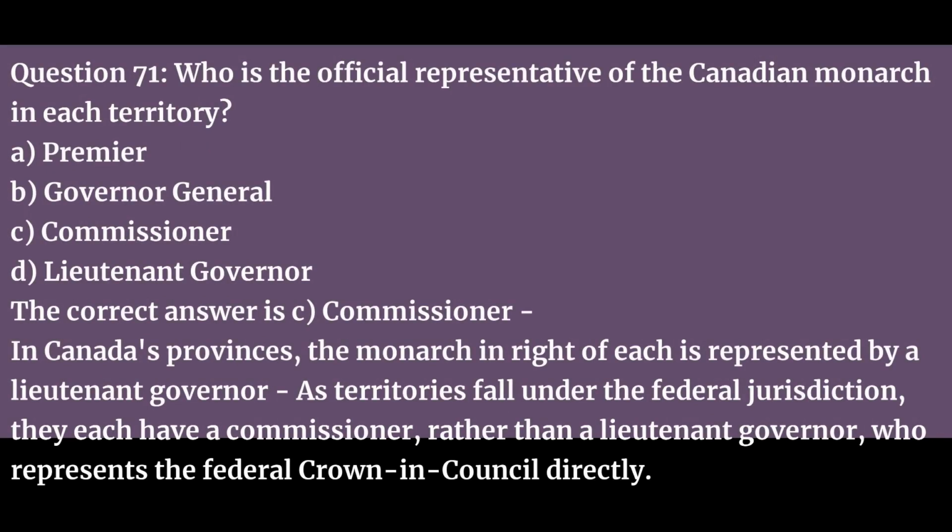Question 71. Who is the official representative of the Canadian monarch in each territory? A. Premier. B. Governor-General. C. Commissioner. D. Lieutenant Governor. The correct answer is C. Commissioner. In Canada's provinces, the monarch in right of each is represented by a Lieutenant Governor. As territories fall under federal jurisdiction, they each have a commissioner rather than a Lieutenant Governor, who represents the federal crown in council directly.